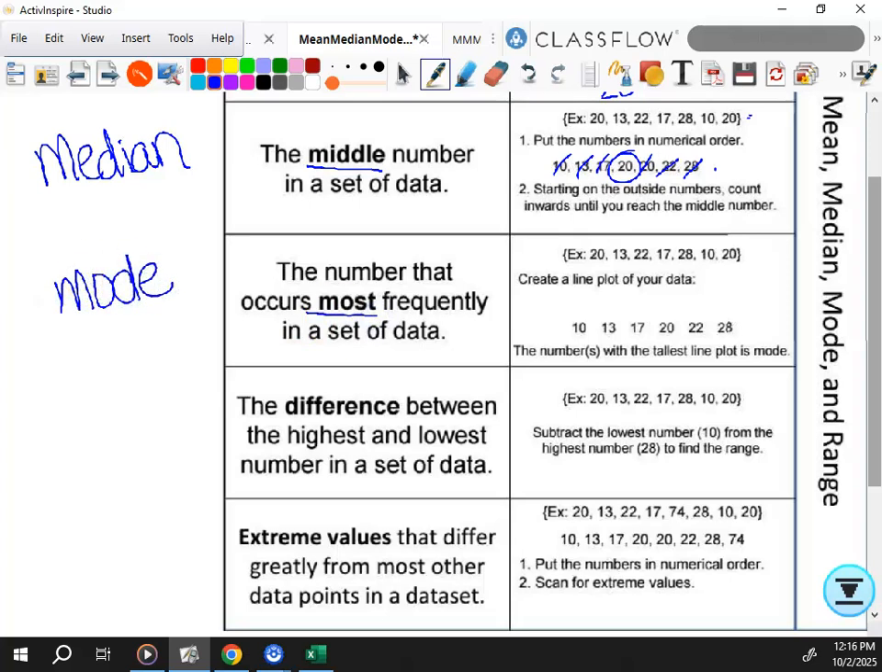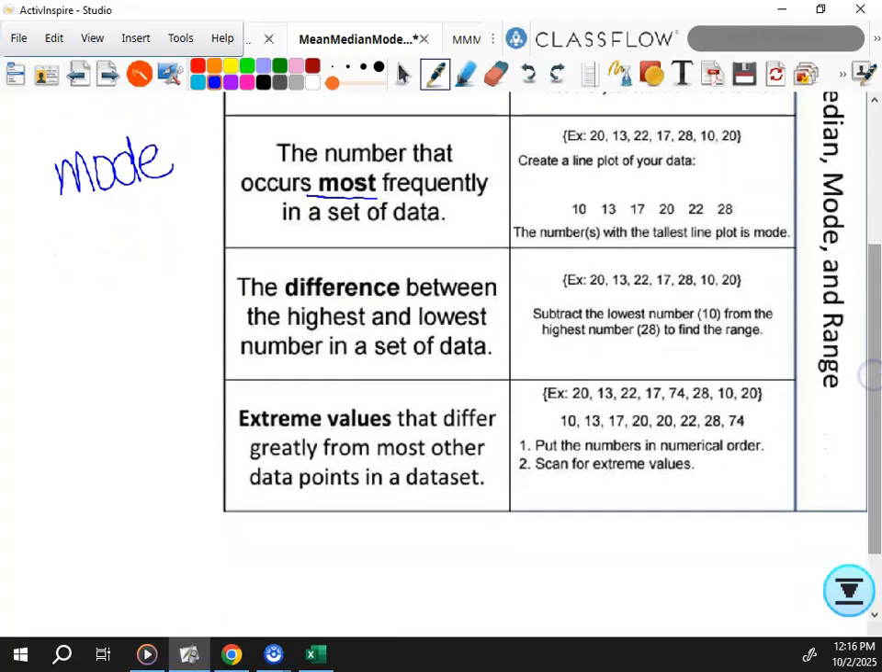The number that occurs most frequently in the set of data. So this little example says create a line plot. Do you have to create a line plot? No. But I left that on here because it's probably important that we know what a line plot is in case that pops up anywhere, because it's not something you use a ton. So when I do the line plot, I have my numbers, not necessarily how many they are, but these are all the ones that show up in there at some point.